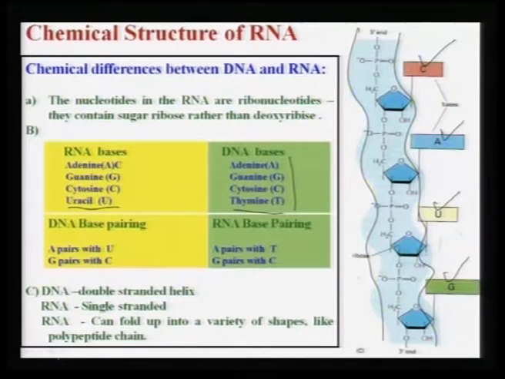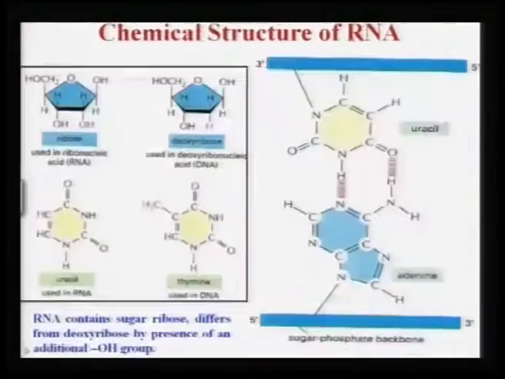Therefore, if you look at the chemical differences between DNA and RNA, the nucleotides in RNA are essentially ribonucleotides because they contain the sugar ribose rather than deoxyribose. The second is that, in terms of bases, uracil replaces thymine. And the third is that DNA has a double helix strand whereas RNA has a single strand. So, these are the 3 important differences between DNA and RNA.